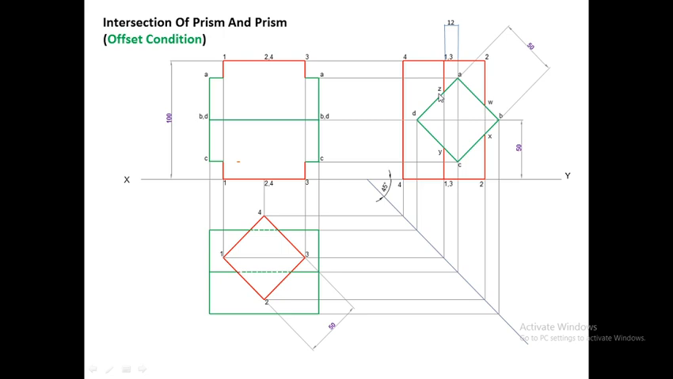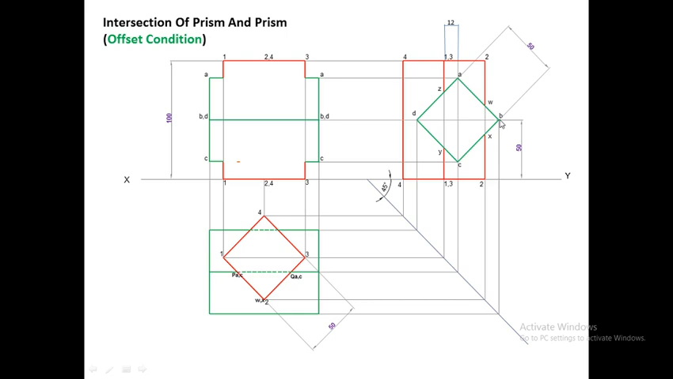Now we will mark these points of intersection in the top view also. So you can see first we have projected point W and X in the top view. Now W and X are lying on the vertical edge 2 itself. So on point 2 itself we have to mark points W and X since they are lying on vertical edge 2 itself. Now the next points to be marked are point A and C.